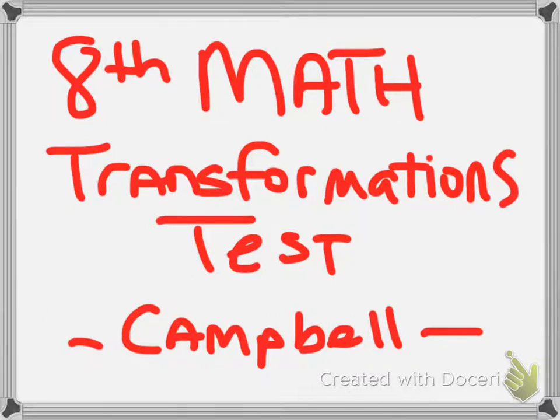Number 10, a circle is graphed on a coordinate grid and then reflected across the y-axis. If the center of the original circle was located at (X, Y), which ordered pair represents the center of the new circle after the transformation? Is it going to be A, (X, Y), B, (X, -Y), C, (-X, Y), D, (-X, -Y)? That should be -Y. It's kind of cut off.